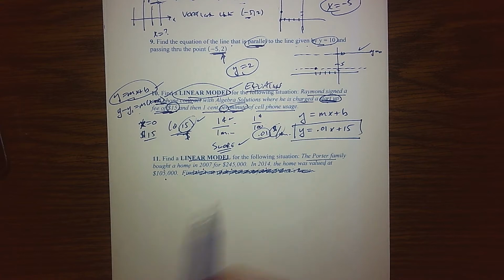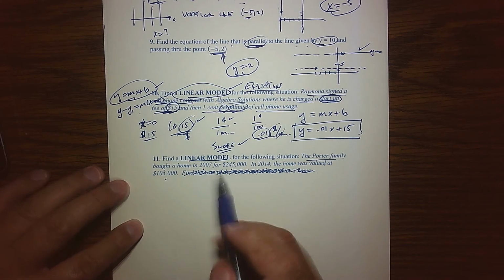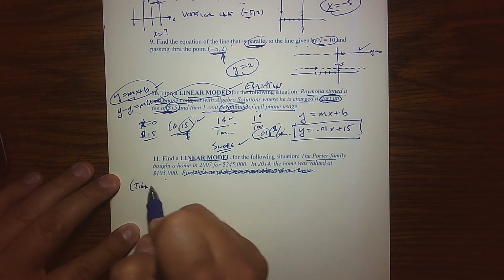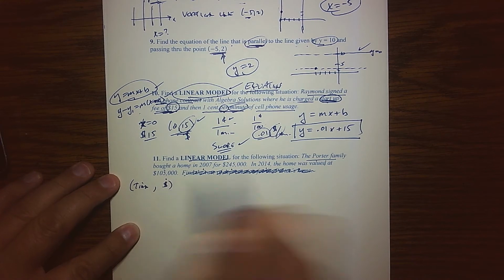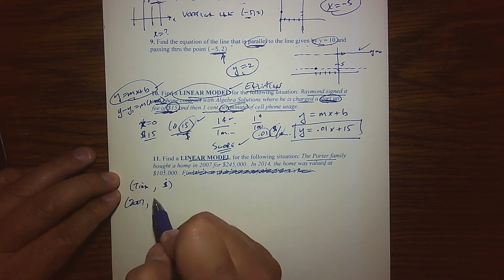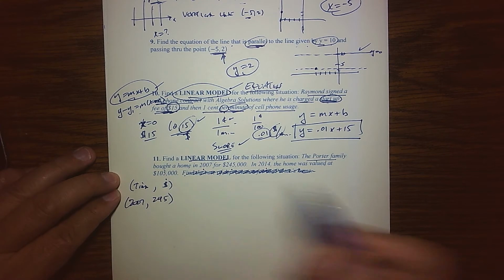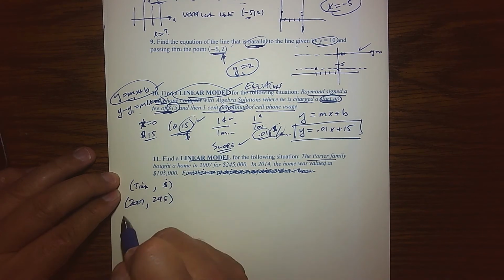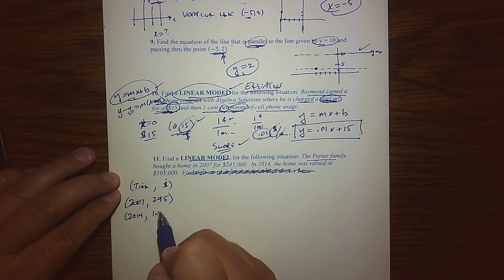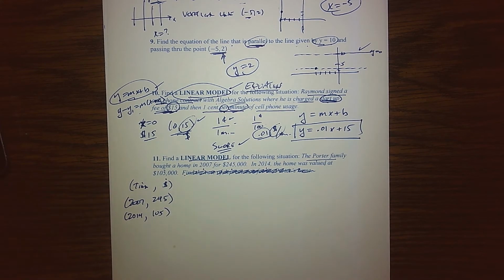Again, if we look at this real closely, there's data points. If we let x be the time, the year, and we let y be the dollar amount, one of my data points is 2007, and I'm going to make that 245. We'll just consider this in thousands of dollars when I write it out. The other data point is 2014, and it looks like we had $105,000. So I've got two sets of data.